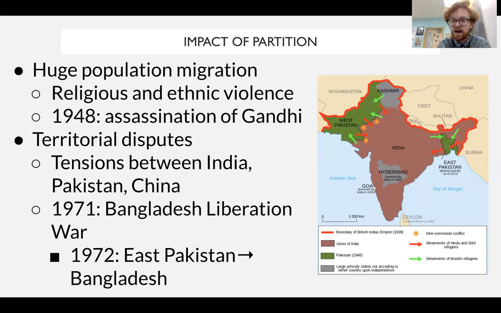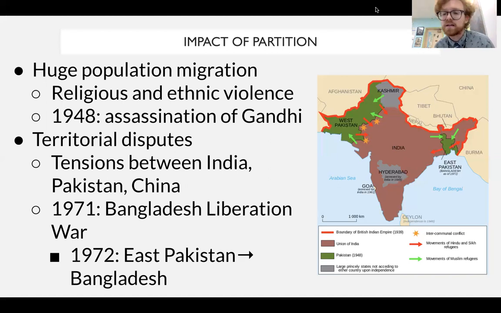We see massive violence, especially along the border between West Pakistan and India. And this is going to cause problems even within India, especially with this rise of kind of right-wing Hindu extremism. In 1948, a Hindu extremist who's mad at Gandhi for quote unquote letting Pakistan go, he's going to assassinate Gandhi. Gandhi, the leader of independence, is going to fall victim to this intercommunal violence. And this intercommunal violence is contributing to geopolitical tensions as well.